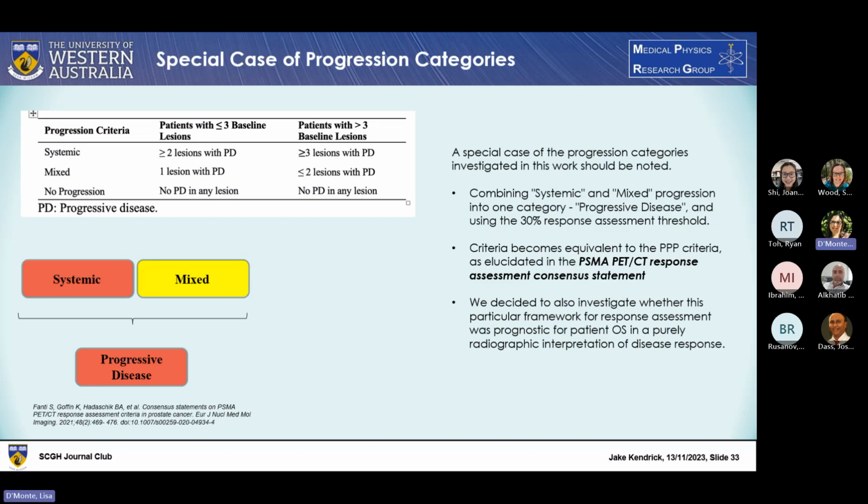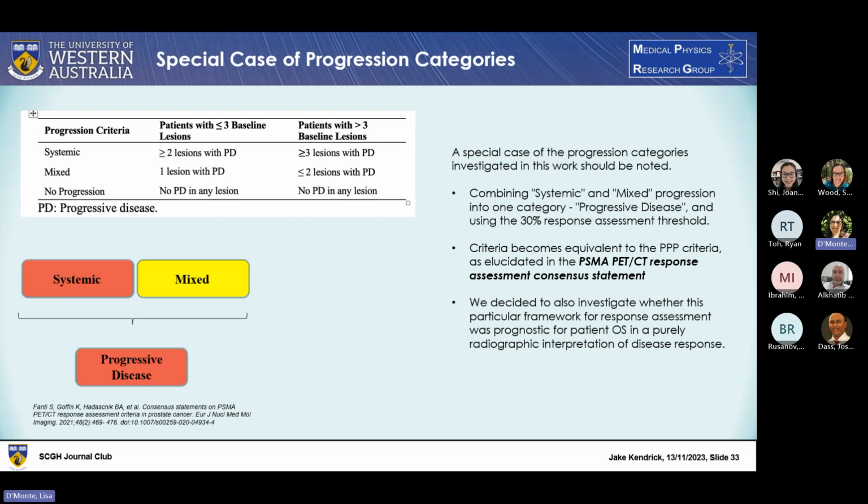Now, I would just like to note a special case of the progression categories that we've mentioned here. So if we combine the systemic and mixed progression categories, I did say this was directly related to metastatic prostate cancer. If we combine them into a single category called progressive disease, for example, this becomes equivalent to the PPP criteria that I mentioned at the start of the talk. So that was one of the other specific PSMA criteria for interpretation of PSMA images.